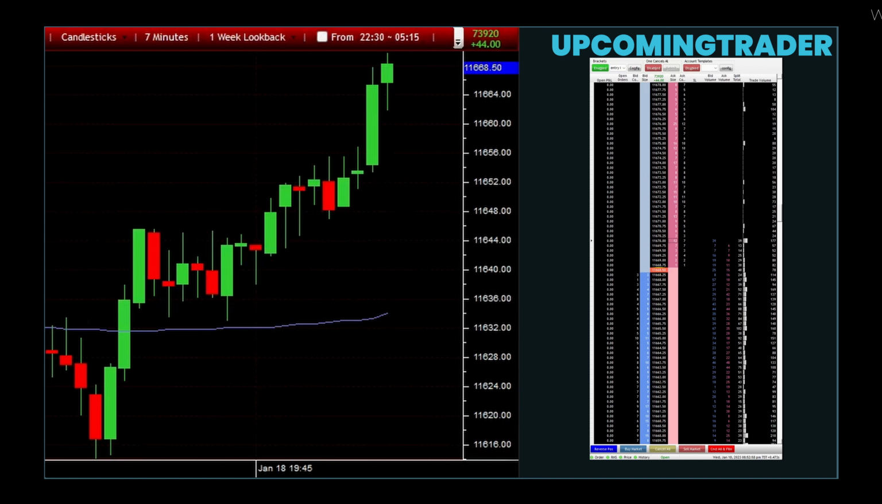Similarly, if price approaches a support level with a sudden increase in volume but fails to break lower, this could mean that buyers are stepping in, indicating a reversal to the upside.